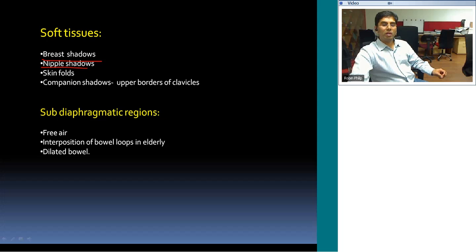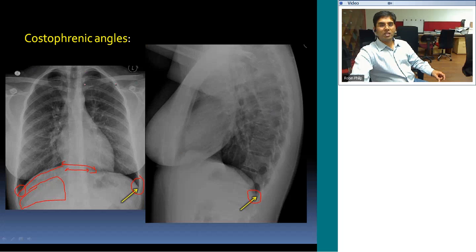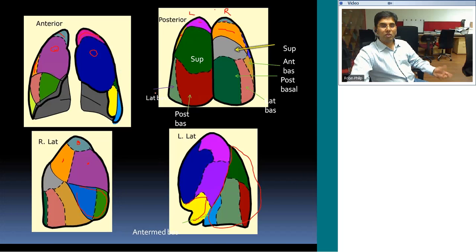And then companion shadows. Especially for the clavicles, you have companion shadows. I'll show that here. Yeah, I can see that that is the companion shadow there. So make note of all that.